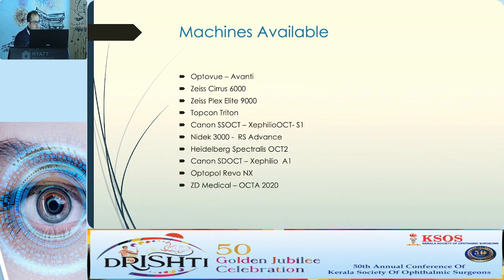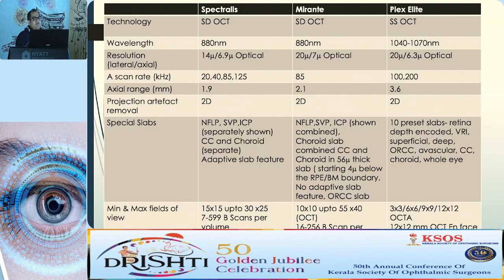The various machines which are available are again an extensive list, but I have just brought it down to 3 major players right now in the market which are available in India. One is the Spectralis, Cirrus, and the PLEX Elite. All of them are exorbitantly pricey. The only difference between them is the wavelength which they use and the different slabs which are used.